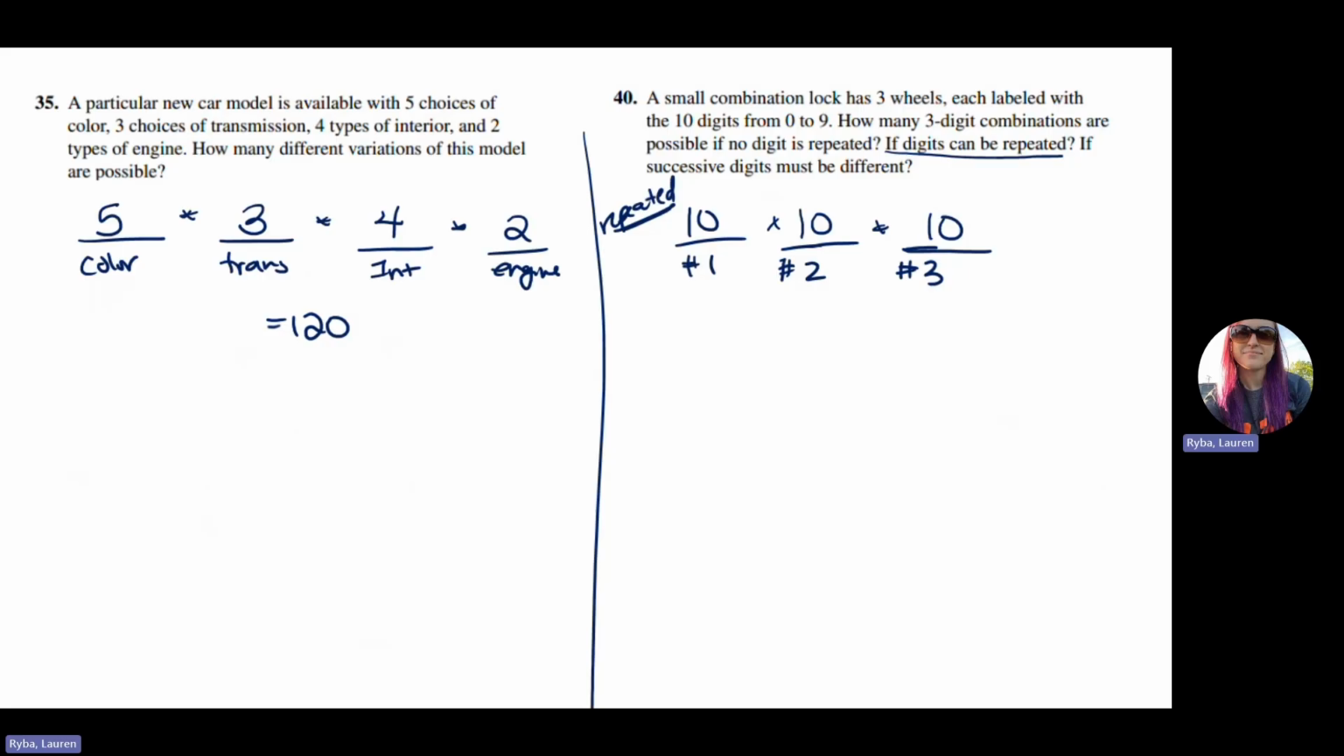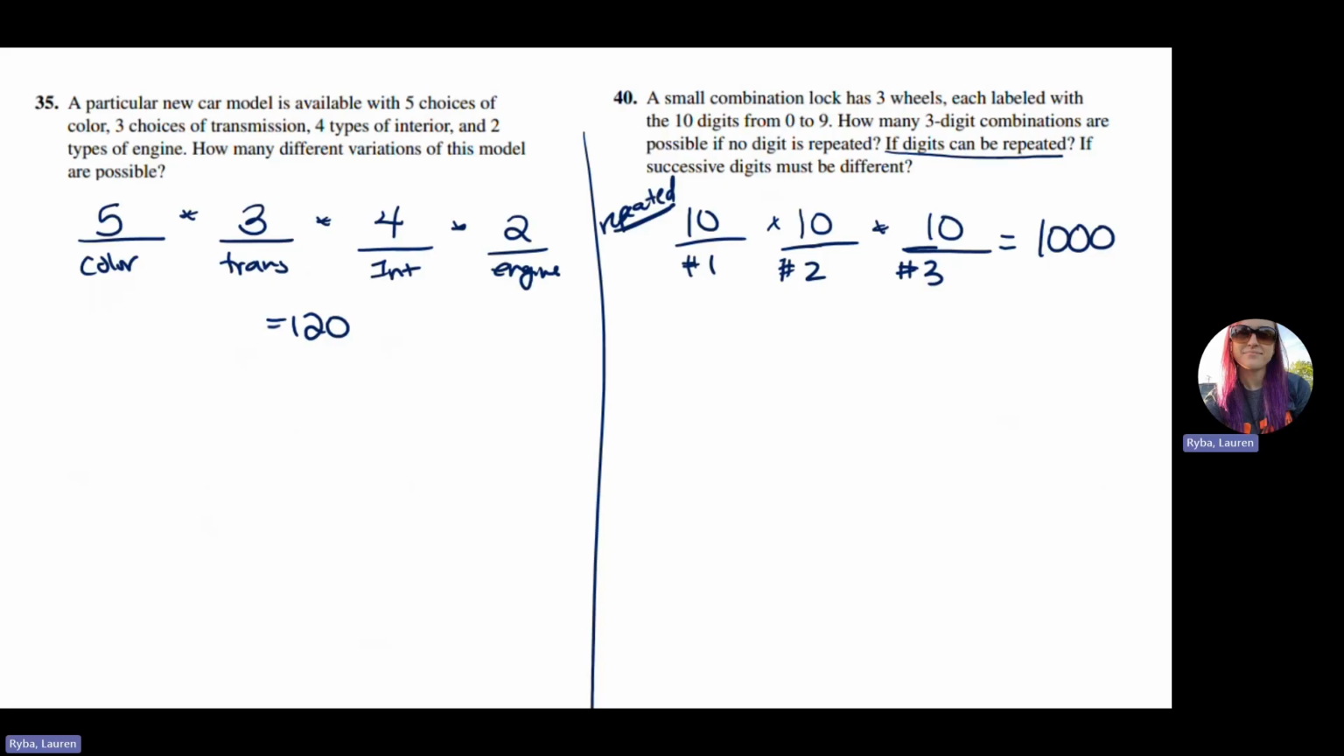Okay. If digits can be repeated, that means I can have 111. I can reuse the number. So that is 1,000 different possible combinations. So let me go back and do the first question here.